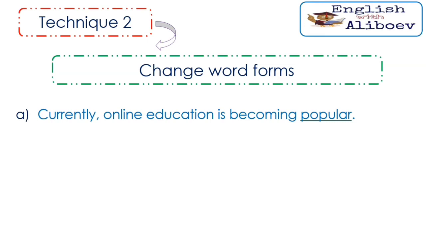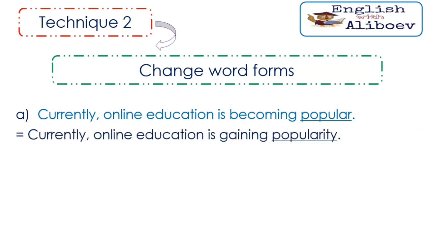Example A. Currently, online education is becoming popular. Bugungi kunda onlayn ta'lim borgan sari mashhur bo'lib ketyapti. Popular nima? Adjective. Buni noun formasi nima bo'ladi? Popularity bo'ladi. Давайте buni bundoq qilib almashtirsak bo'ladi. Currently, online education is gaining popularity. Ko'rdingizmi? Bu ham paraphrase bo'ldi. Ya'ni popularning noun formati popularity bo'ladi.